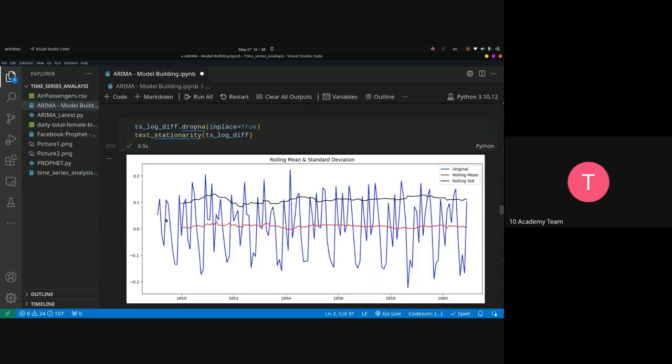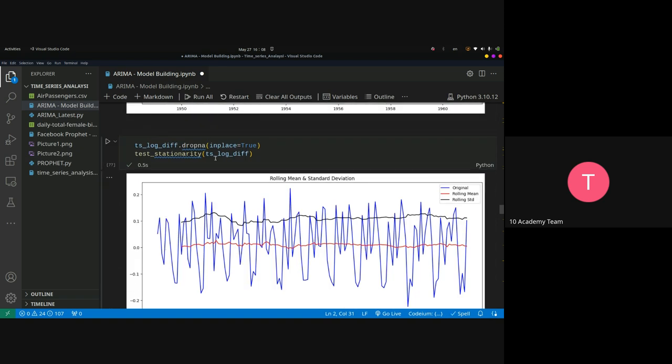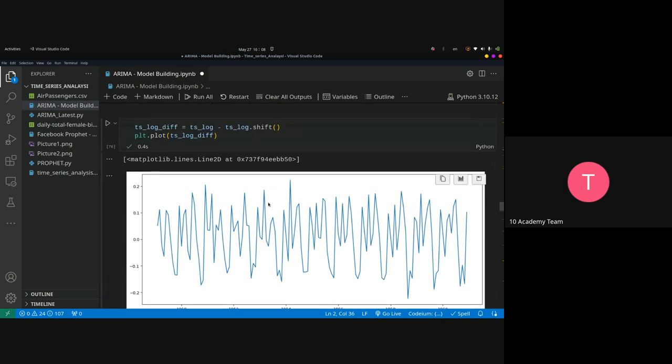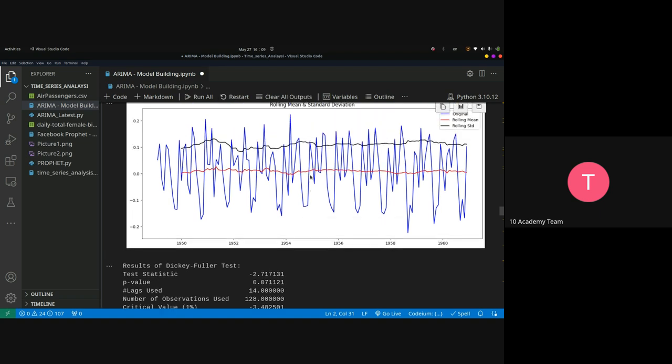Okay, but yeah, so maybe the log minus log shift might not be the best way to make it stationary. That's what it means. It's getting closer to being stationary, but the statistical p-value is saying that with a 0.05 level of significance, this is not stationary. That's why we need to get the p-value, because just looking at the data might lead us to the wrong conclusion. That's what I want to say. By just looking at the data, I thought it was stationary, but the p-value is suggesting different, which means it's not stationary.